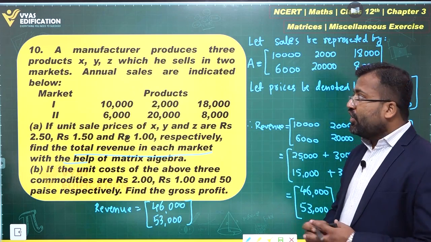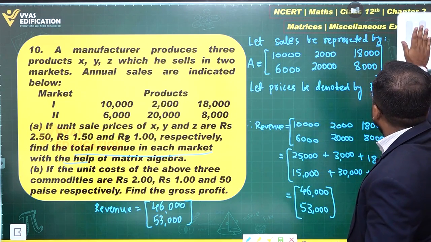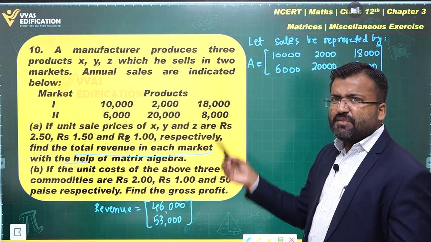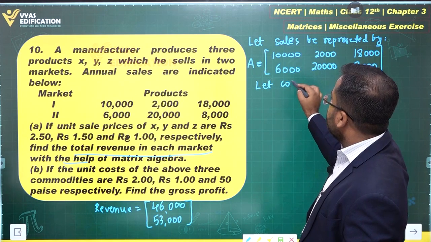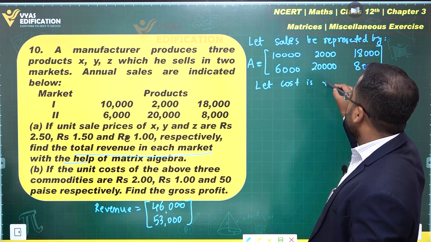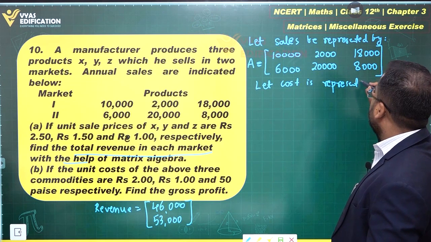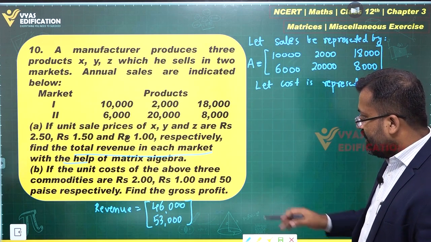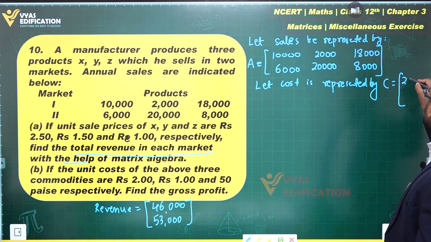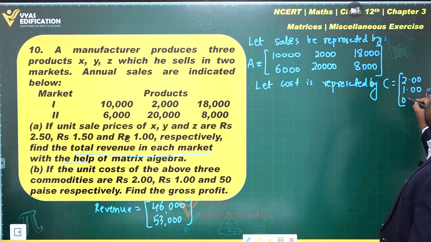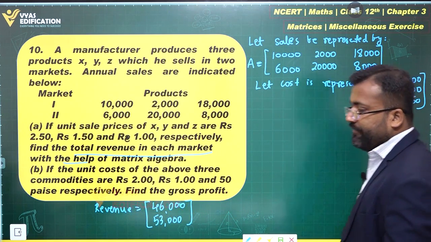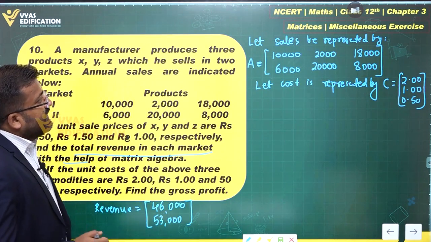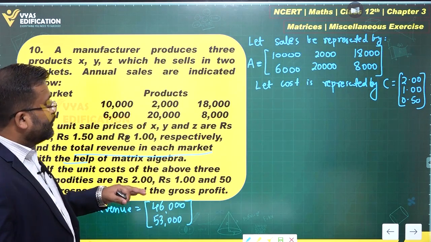And now we want to talk about the cost for part B. So the sales matrix would be the same and the cost matrix would be different. Let the cost be represented by C equals this matrix, matrix C, which will be 2, 1 and 50 paisa: 2.00, 1.00 and 0.50. This is what you get, right? So this is the cost matrix, and once we have this, then we can find the total cost.